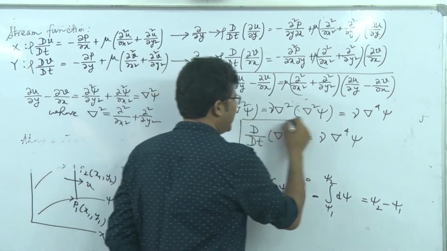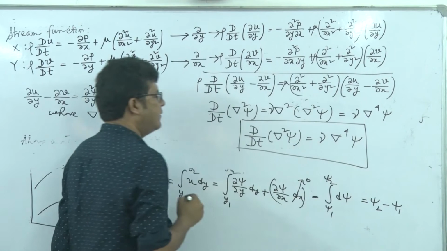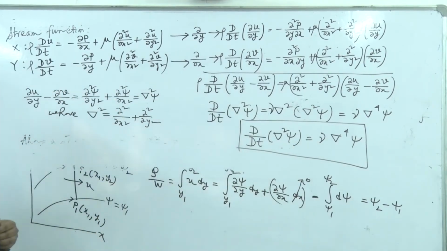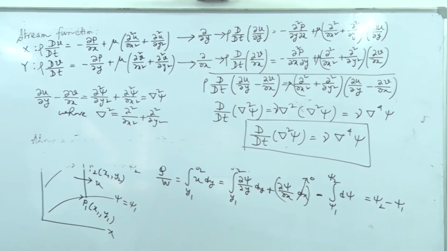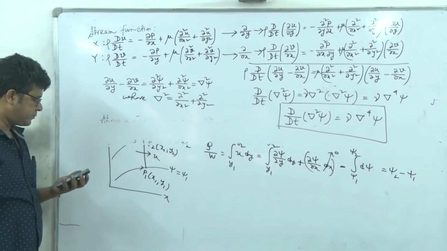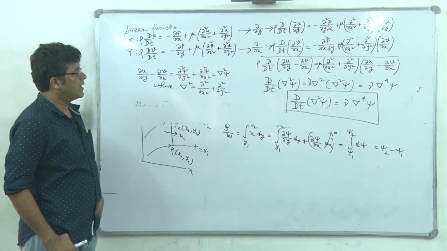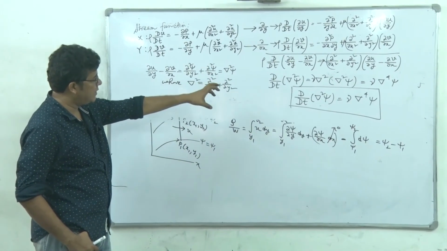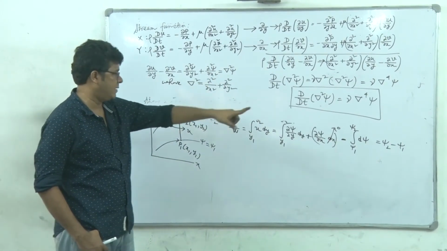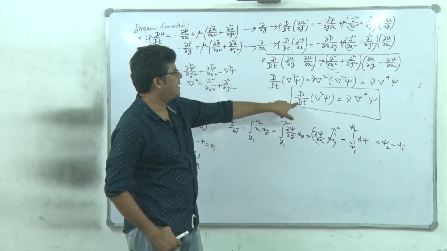So my final equation is D/Dt of ∇²ξ is equal to ν∇⁴ψ. So definitely the order of this differential equation increases. Previously it was a second order differential equation. Now it has become a fourth order differential equation. However, we have to solve only a single variable. We have to solve a single variable ξ.